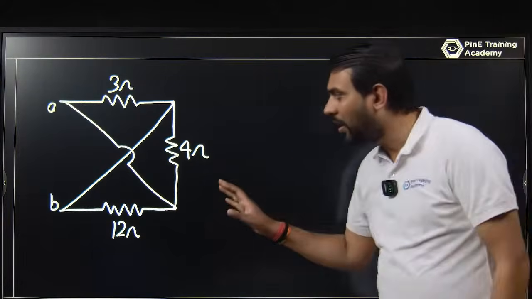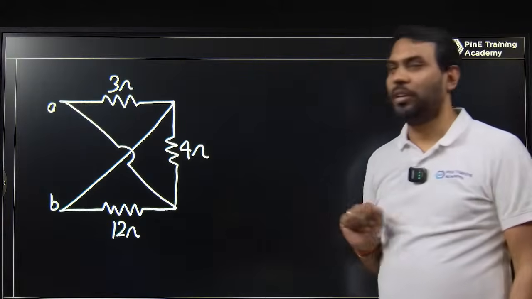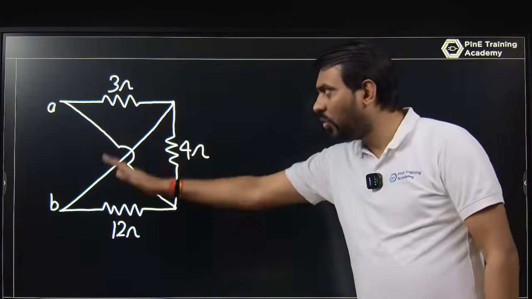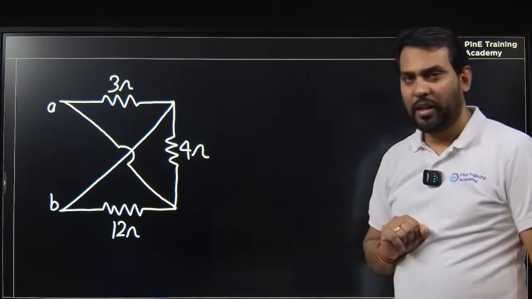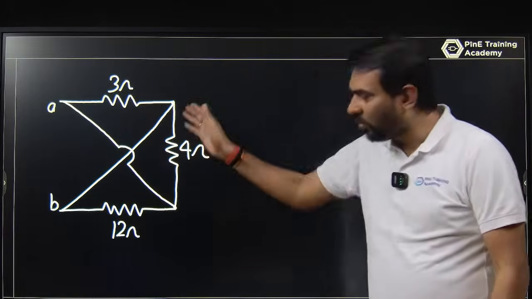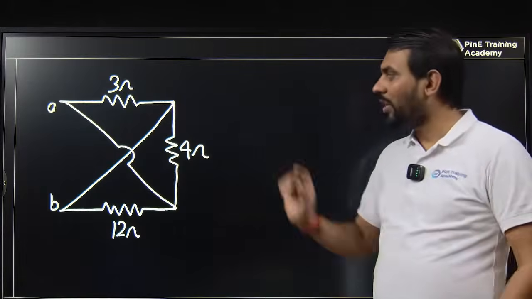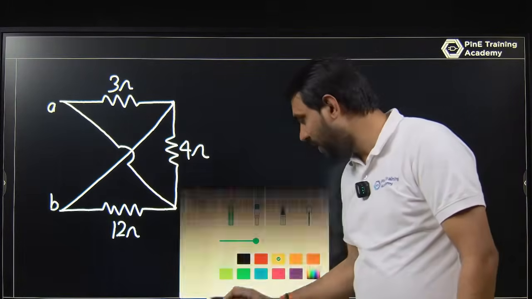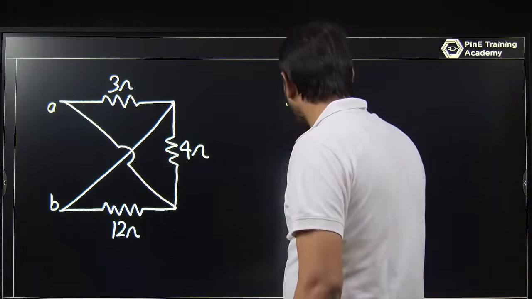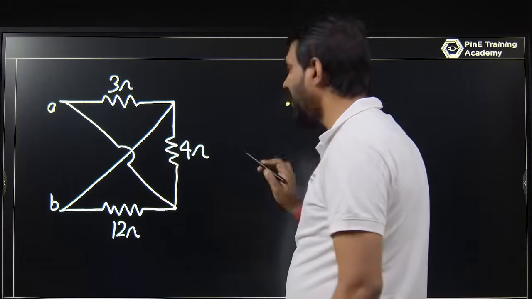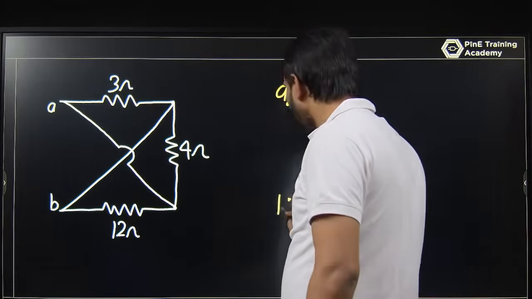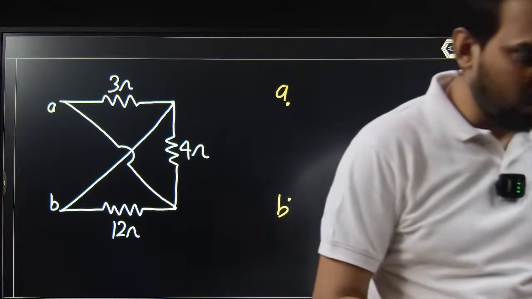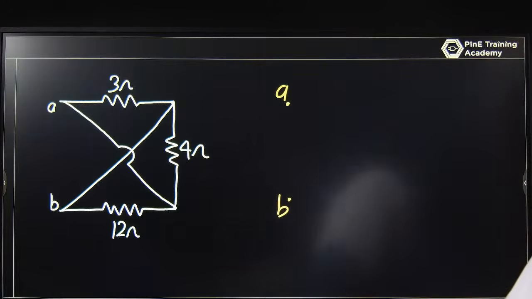Take your time and find out what is RAB. This is the question where you have A and B, and here you have a concept of short. Just find out what is RAB. Just tell me what is that value there. I will put that value, or if you are interested to determine the answer, you can find it. I am waiting for your answer.